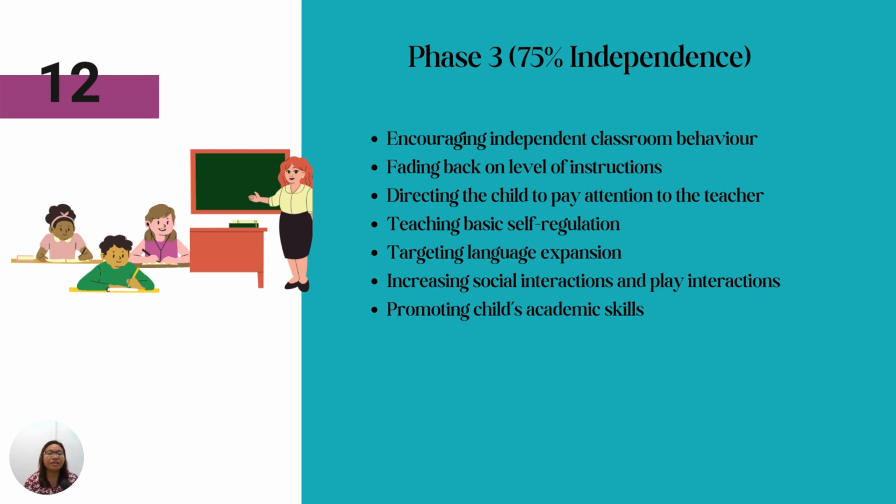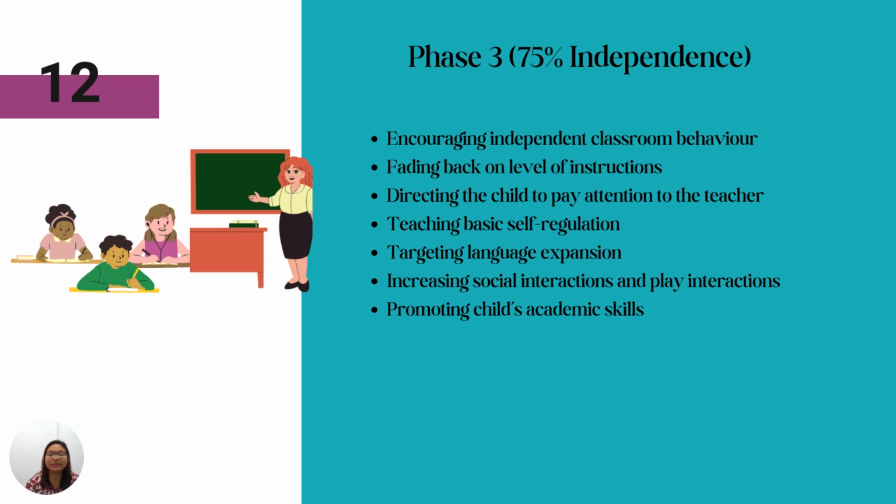The school shadow is encouraging independent classroom behavior, fading back on all levels of instruction. The school shadow is also directing the child to pay attention to the teacher and teaching basic self-regulation. In this phase, it is also important to target language expansion, increase social interaction and play interaction, and promote the child's academic skills. Prompting in this phase is likely going to be visual or textual.